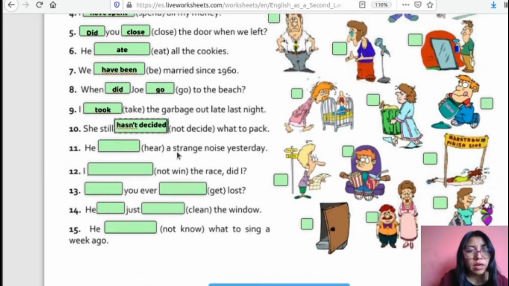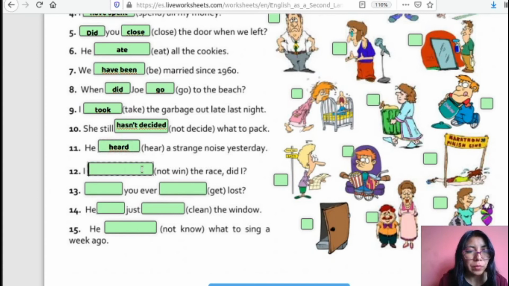Okay, he heard a strange noise yesterday. Pay attention, that is a definite action in the past. I recognize it because of the expression. Okay, he, what is the past form? He heard, that is the past form of hear. He heard a strange noise yesterday.